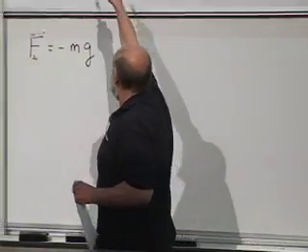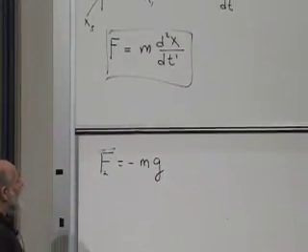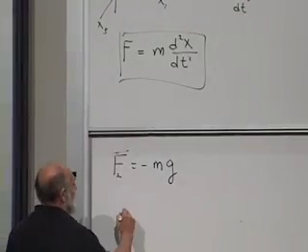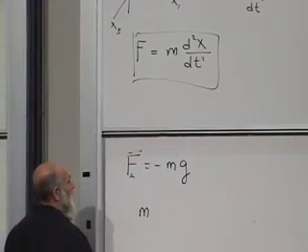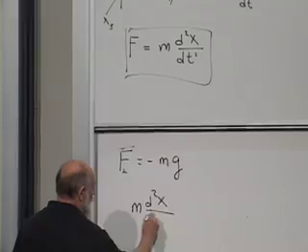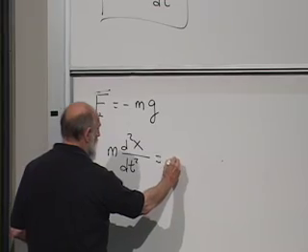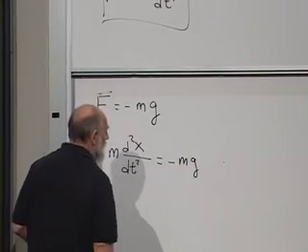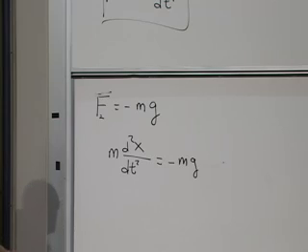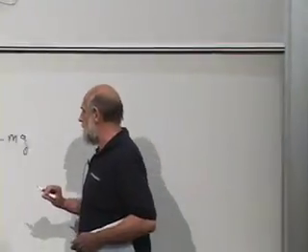Well, if we combine F equals ma with the force law, this is the law of force, then what we find is that mass times acceleration, d second x, now this is the vertical component, by dt squared, is equal to minus mg, period. That's it. Now, the interesting thing that happens in gravity is that the mass cancels out from both sides. That is what's special about gravity. The mass cancels out from both sides.